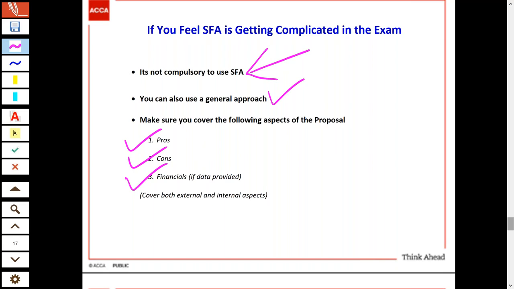What if you get stuck in between the model? Can we continue the rest of the question with a general approach? Yes, Huda, unfortunately you don't have a choice. If you get stuck in the middle of the model, you don't have a choice but to continue with a general approach, but it may not look good. So you need to plan before you start applying a model.